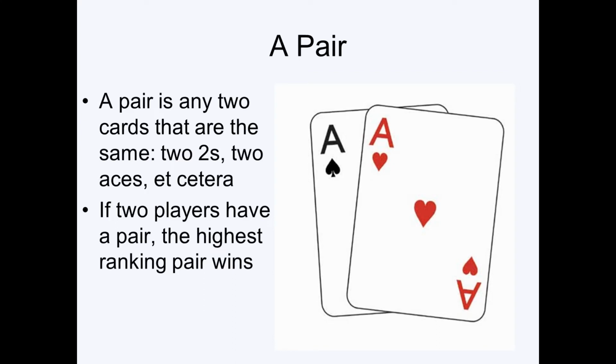But if we both have a pair of 10s, then we look at the next highest card. Right? I have a pair of tens, you have a pair of tens, but you have an ace and I have a king, so you win because your ace would beat my king. Right? What is two pair?